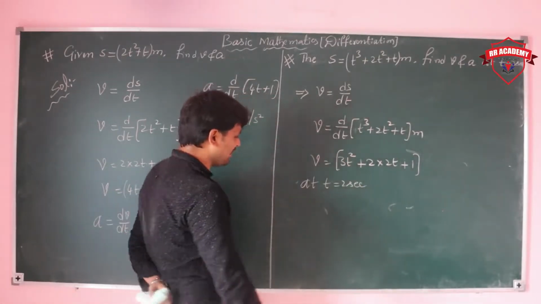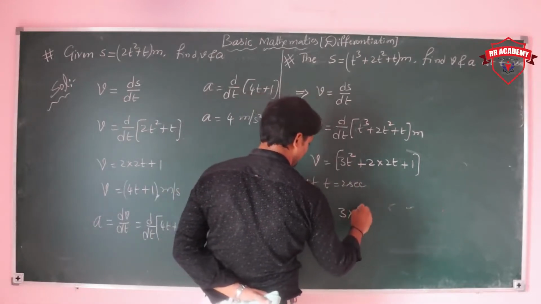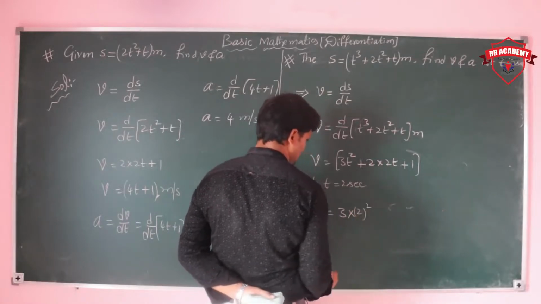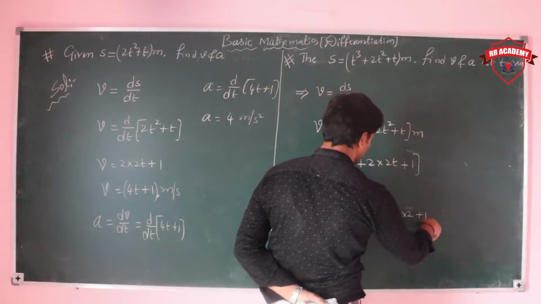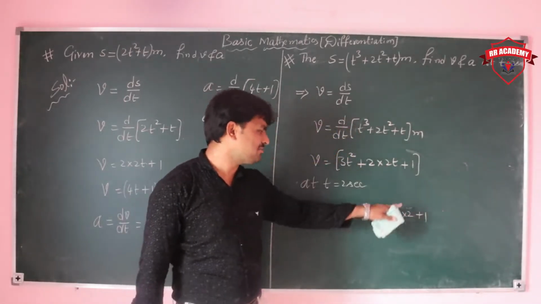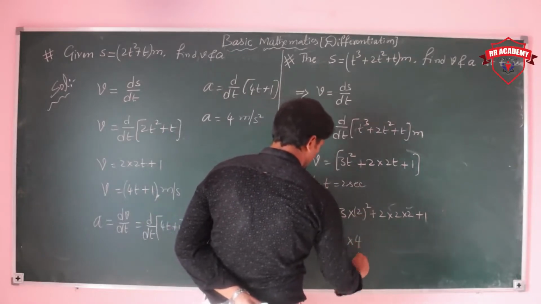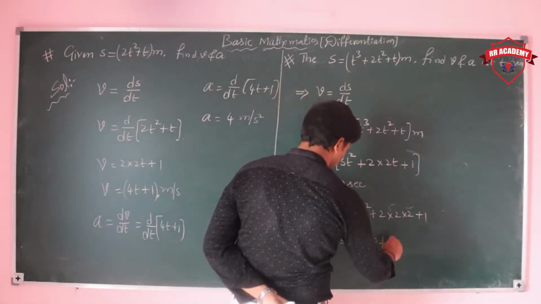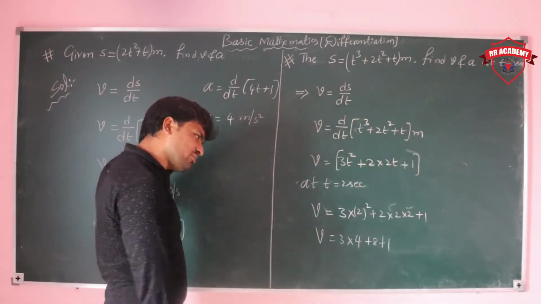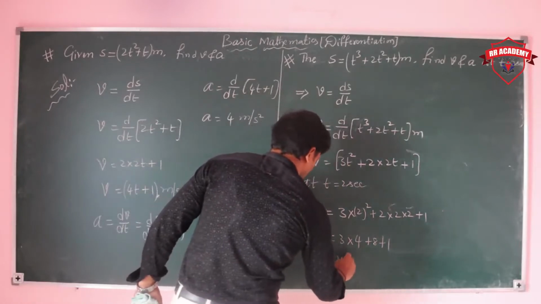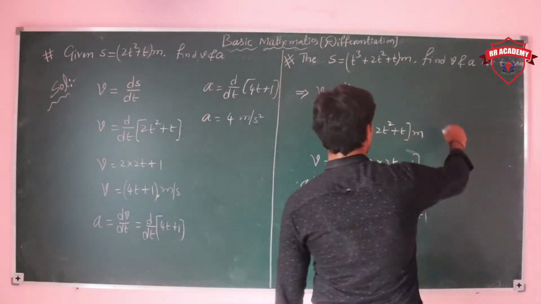Substituting this value, v is equal to 3 into 2 square plus 4 into 2 plus 1, because I am only substituting the t value. So 3 into 2 square 4 is 12, plus 8, 20, plus 1, 21 meter per second. Then what about the acceleration?